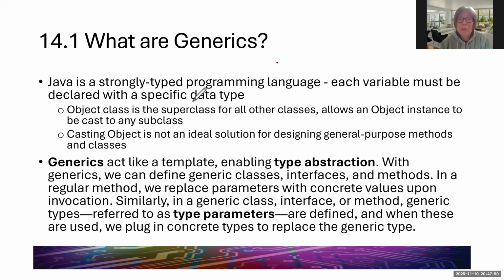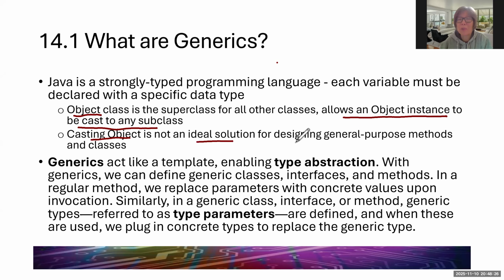Also, we know that in Java, the Object class is the root class, the superclass for all of the other classes. So this means that an object instance can be cast to any subclass. But casting Object is not an ideal solution.